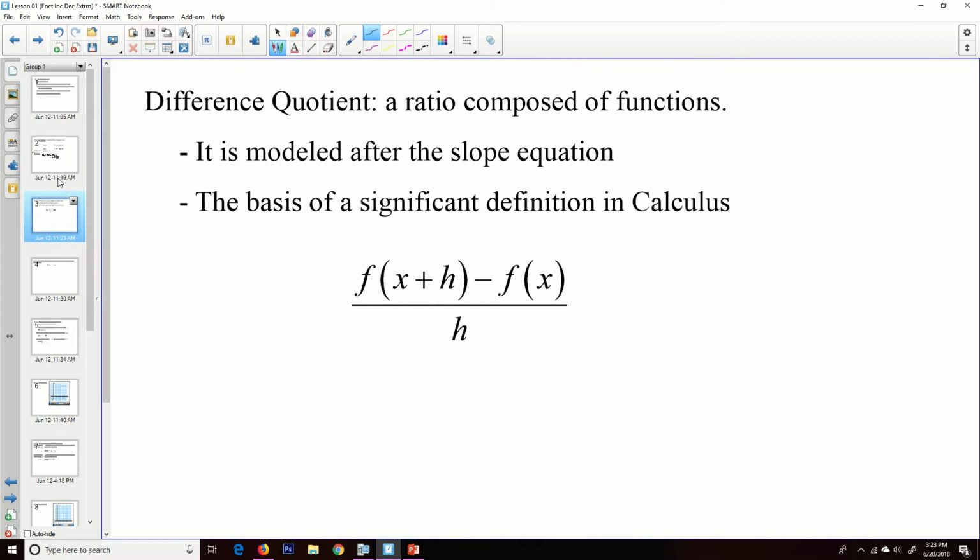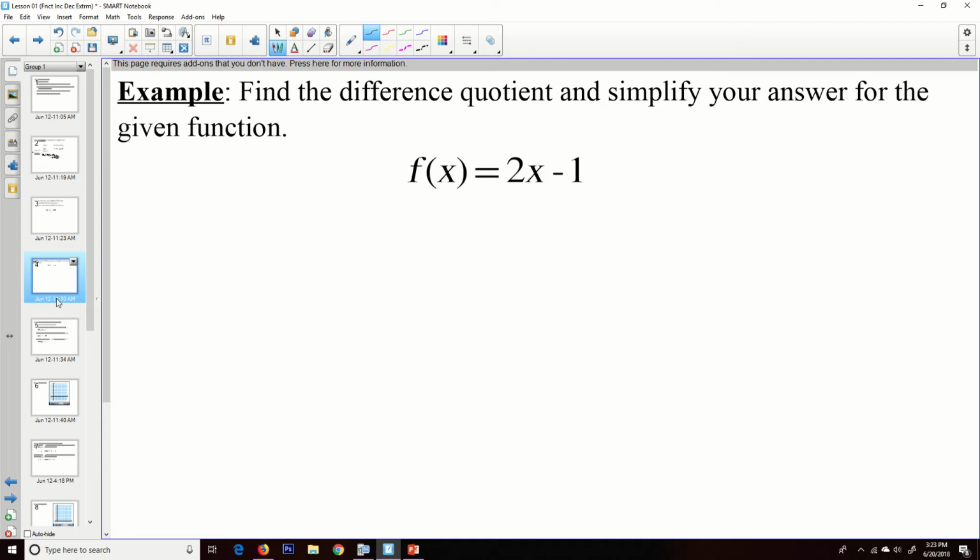Now, the difference quotient is a ratio composed of functions, and it is modeled after the slope equation. All right, so it is also a basis of a significant definition in calculus. If you get to calculus, you will see this particular thing again. So let's talk an example here. It says find the difference quotient and simplify the answer for the given function f of x equals 2x minus 1.